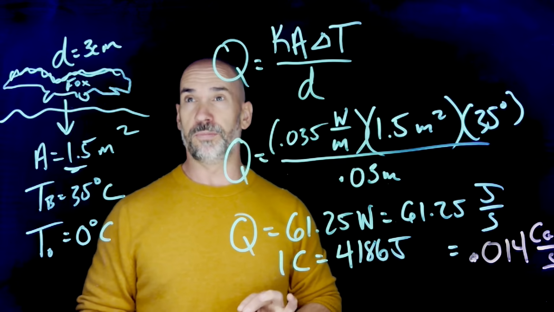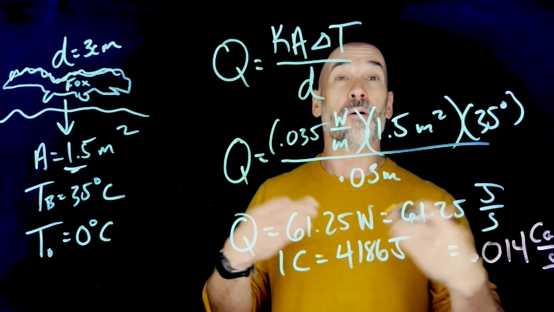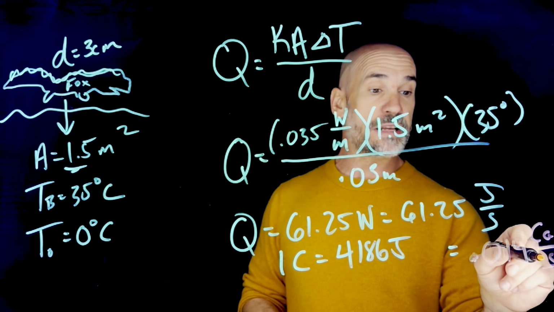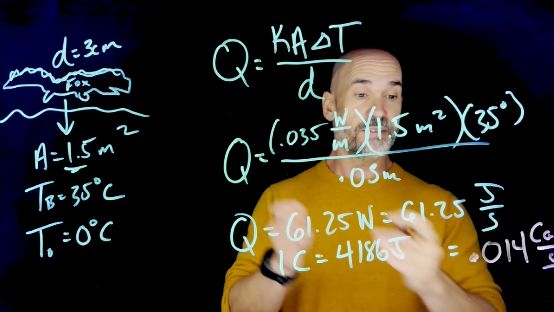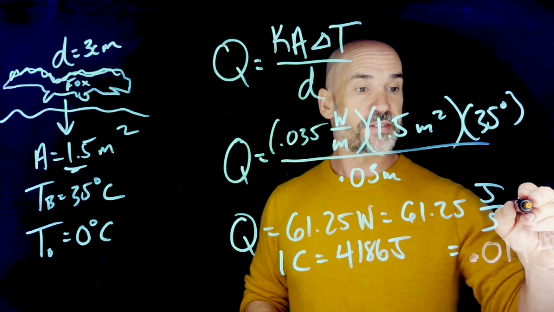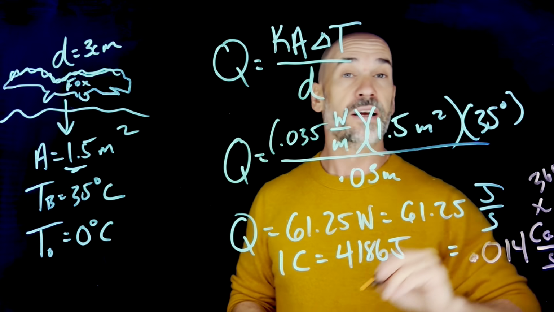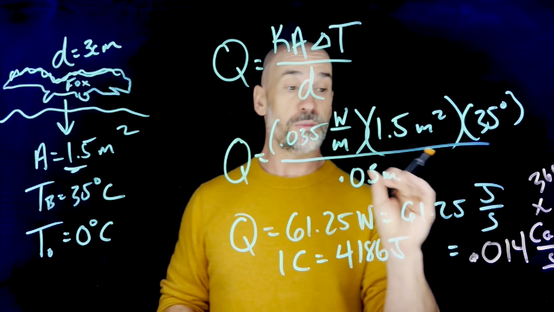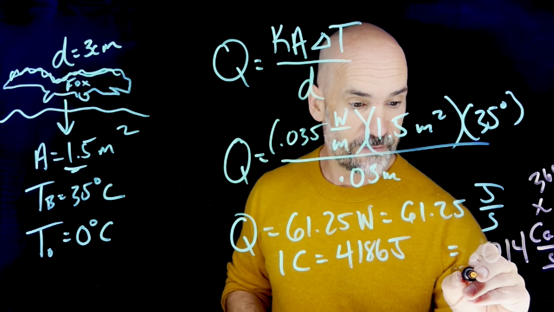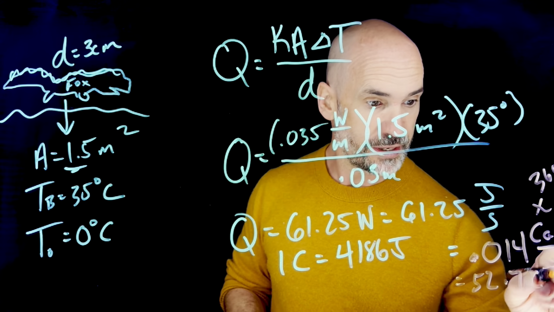Again, not too helpful, because we need to know how many calories per hour this fox is going to have to eat. Well, we know that there are 3,600 seconds in an hour, 60 times 60, 60 minutes in an hour, 60 seconds in a minute. So it's times 3,600 seconds to find out how many calories this fox is consuming per hour. What does that tell us? It tells us about 52.7 calories or kilocalories per hour.